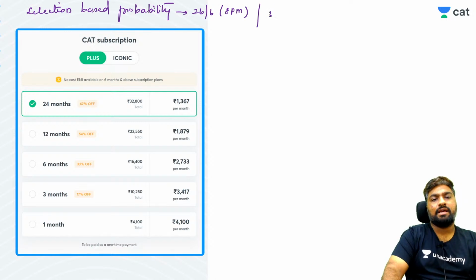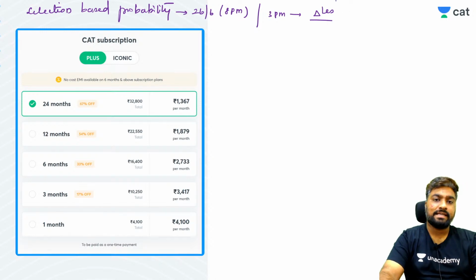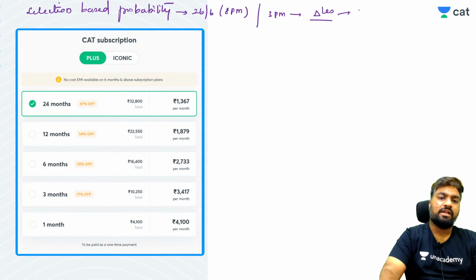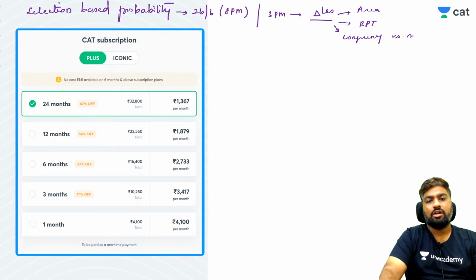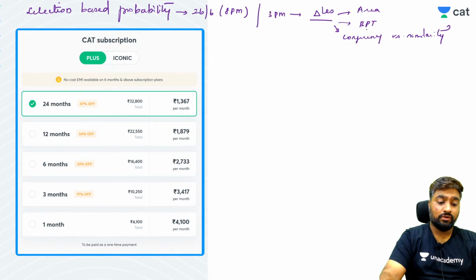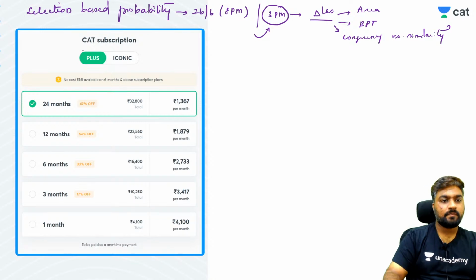And 3 PM we are doing a session on triangles. Yes, 3 PM we are doing a session on triangles. Tomorrow we'll be looking at area of a triangle, we'll be learning about basic proportionality theorem, and we'll be going for congruency of triangles, similarity of triangles, all of that. Yes, so if you are not sure of that concept, then please be there at 3 p.m.